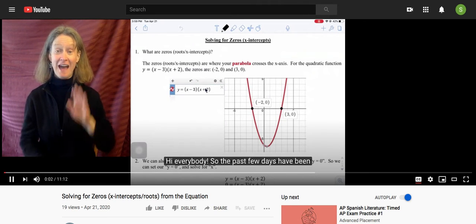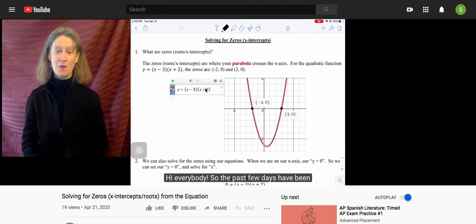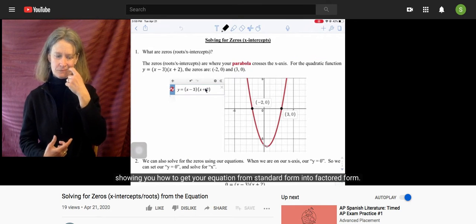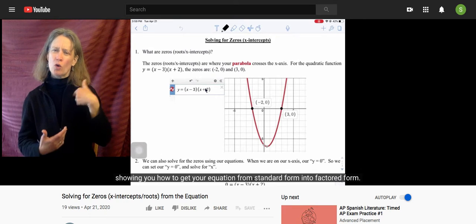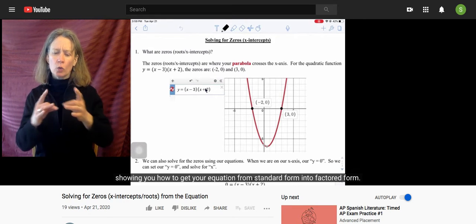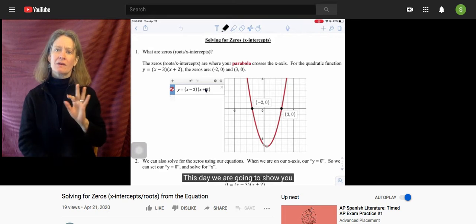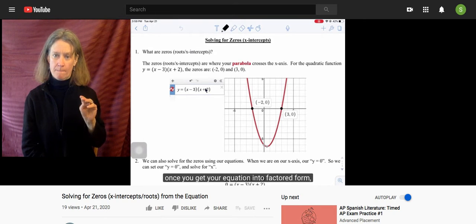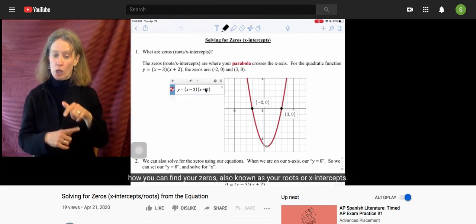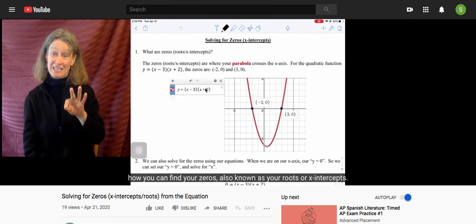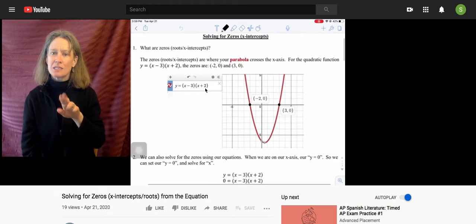Hi everybody. So the past few days have been showing you how to get your equation from standard form into factored form. This day we are going to show you, once you get your equation into factored form, how you can find your zeros, also known as your roots or x-intercepts.